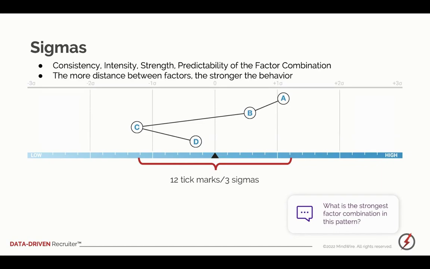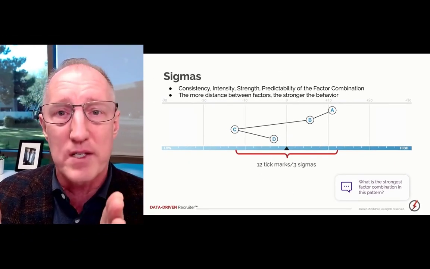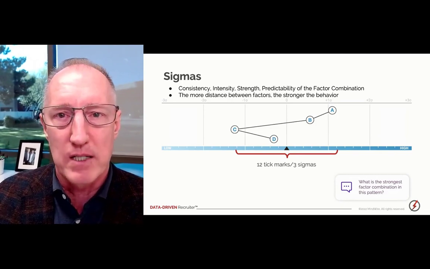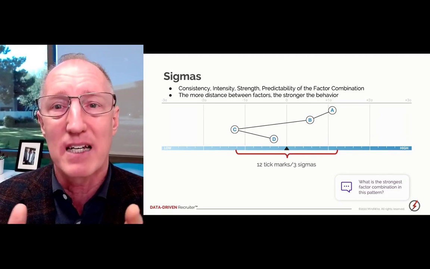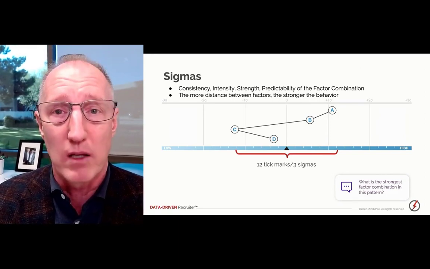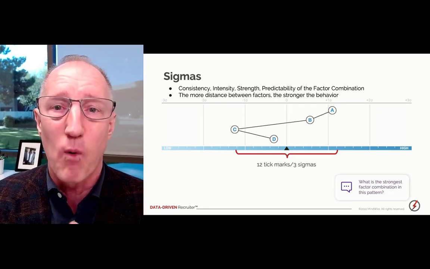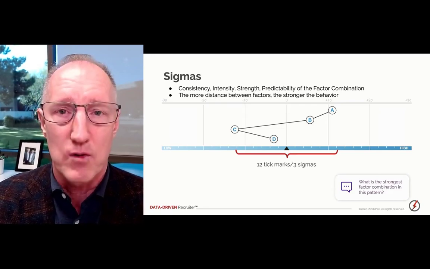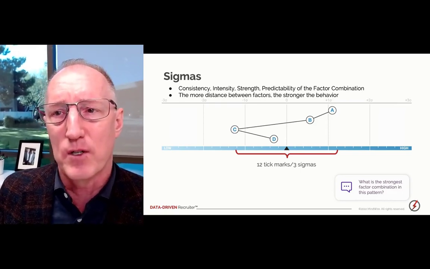Just as a quick reminder, your sigmas are: the first 1 to 5 tick marks is 1 sigma, moderately felt or expressed. 6 to 10 tick marks of distance gives me something very strongly felt and expressed, 2 sigmas' worth of it. And anything that's 11 or more is going to be extremely strongly felt and expressed. So that's just a reminder. Again, that's in your notes.